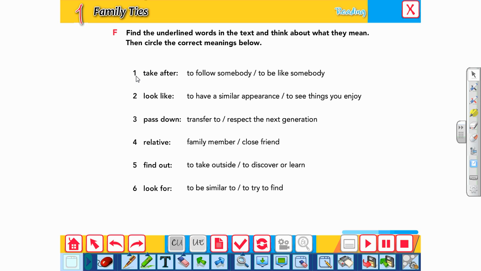What does it mean by a phrasal verb? A phrase that consists of a verb and another element, typically either an adverb, as in breakdown. So, a phrasal verb is a phrase that consists of a verb and another element. It could be an adverb or a preposition. So, take after. What does it mean by take after? To follow somebody or to be like somebody? What do you think?